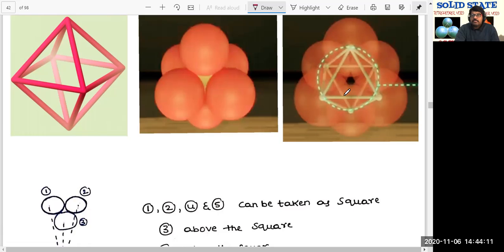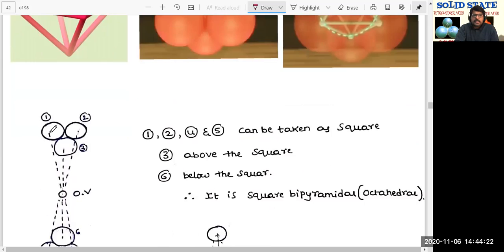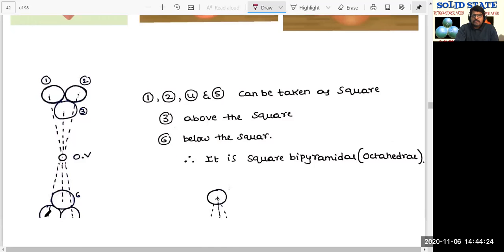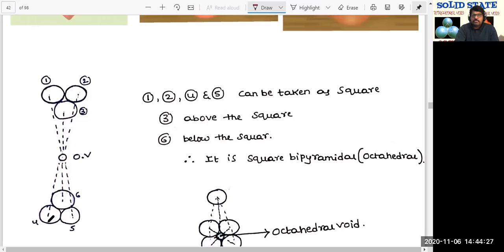In 2 different ways we can find it, but here I'm using the simplest way, the square bipyramid. So here let us take 1, 2, 3, 4, 5. 1, 2, 4, 5 occupy the corners of the square. 3 and 6 are like 2 pyramids. 1, 2, 4, 5 can be taken as a square, and 3 and 6 are outside of the square, above and below. Hence the octahedral is also known as square bipyramidal.